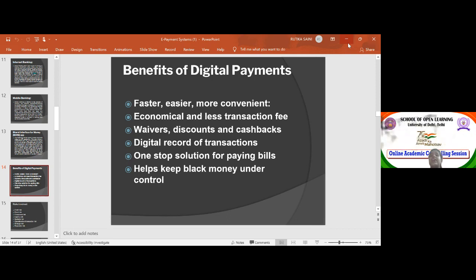And next is that it helps keep black money under control. When everything is digitized, when everything is being recorded by NPCI, then you can keep black money out of the picture. So that is how it can help you to have control over black money. So these are some of the benefits. If you have any additional benefit, you can write it there in the Q&A box. And if you have any query about these benefits, you can ask.